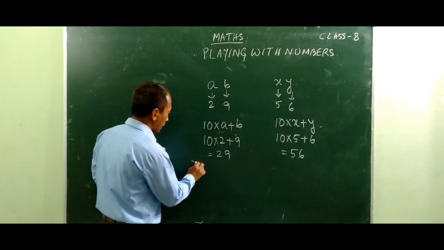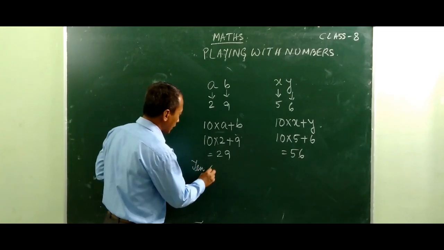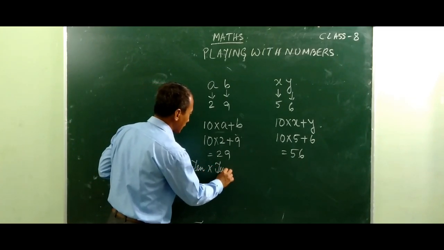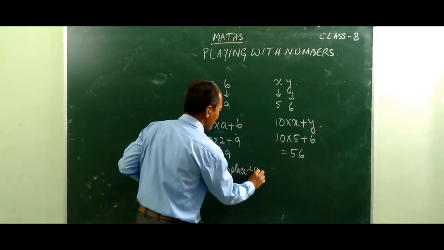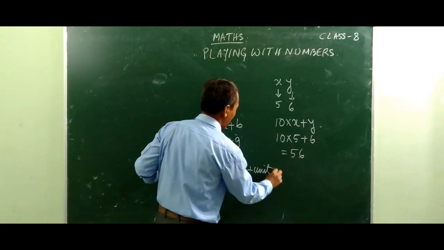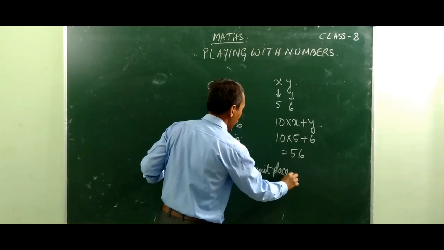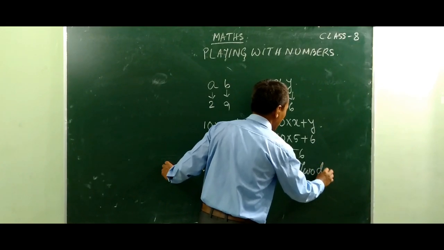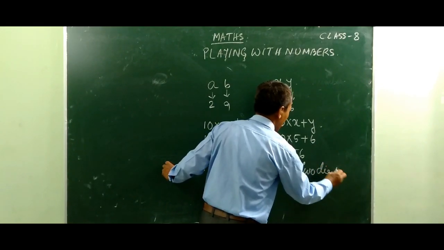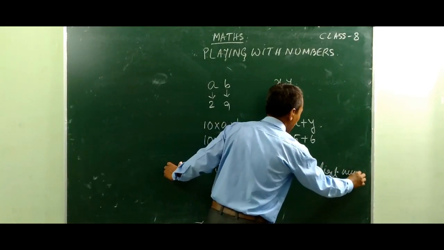Let me write it: 10 into tens place plus unit place equals a 2-digit number.